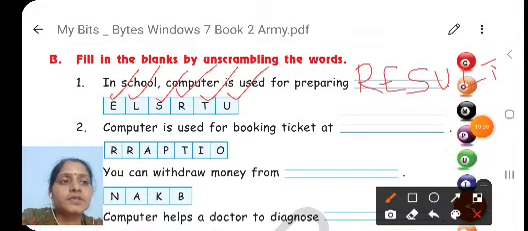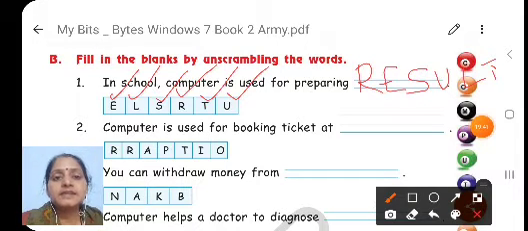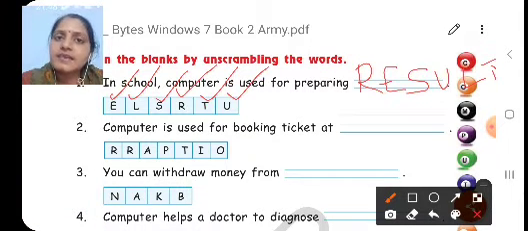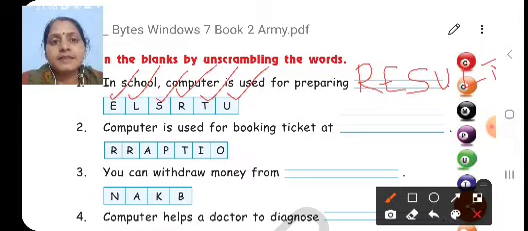Now second one children, computer is used for booking ticket at. So children, where do we book tickets? We book tickets at railway station as well as at airport. But let us see the letters, according to that we'll write airport or the railway station. If you see the letters children, it is airport.